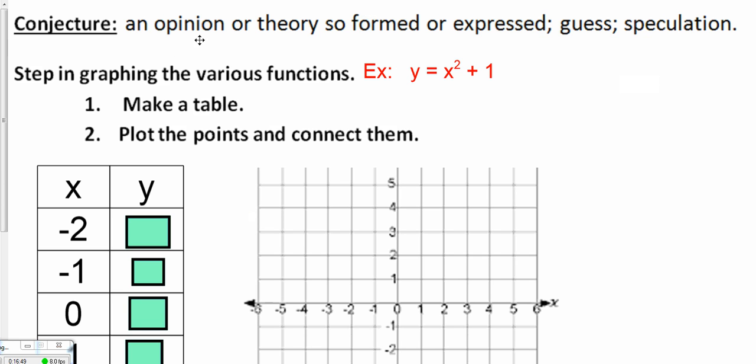A conjecture is an opinion or theory so formed or expressed, a guess or a speculation. So we're going to use a conjecture here and decide what this function might look like. So the steps in graphing different functions are make a table, plot some points, and connect them. And you always want to make sure you use enough points to get a feel for how the graph is going to look. So first off, we're going to make a conjecture and say because this has an x squared, we think it's going to look like a U-shaped graph. It's going to be a quadratic function.